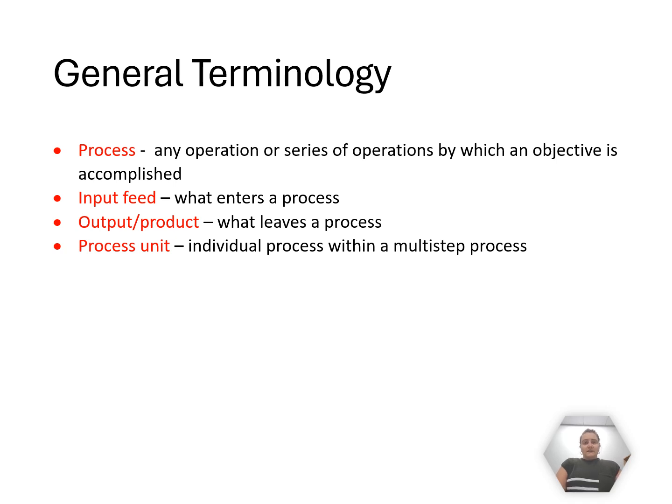A process unit is an individual process within a multi-step process, so it's the individual box that represents the reactor as we start to draw our diagrams, and we'll talk about how to draw flow diagrams in class. That's something that we need to talk about in person. But the process unit is actually just the box itself. The entire process is all of those inputs, outputs, and multiple processes.